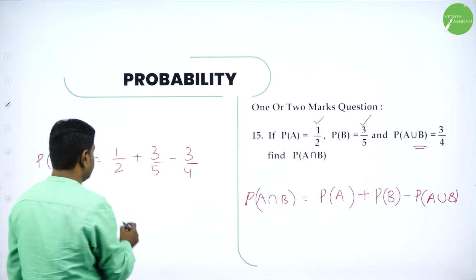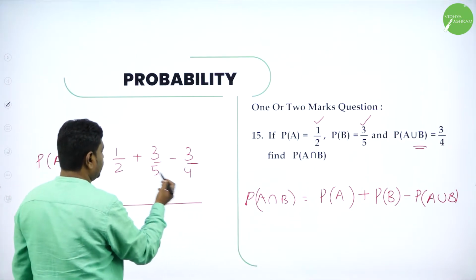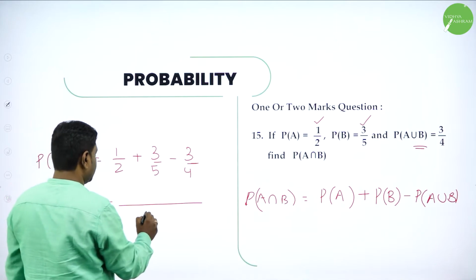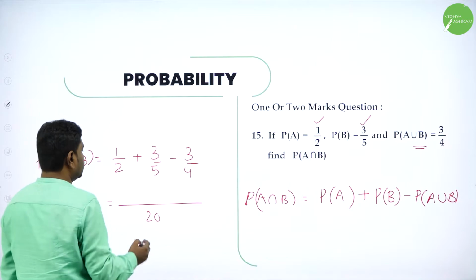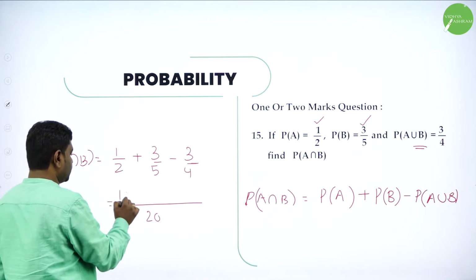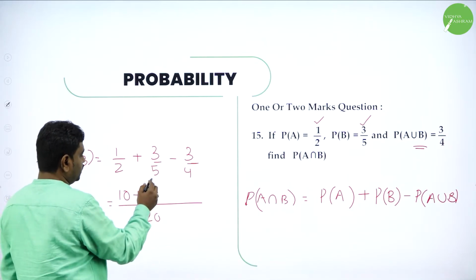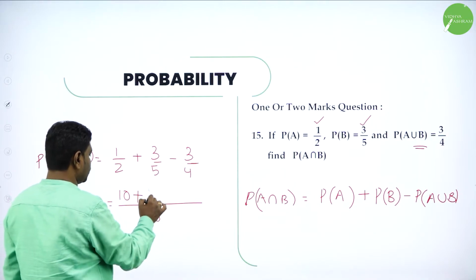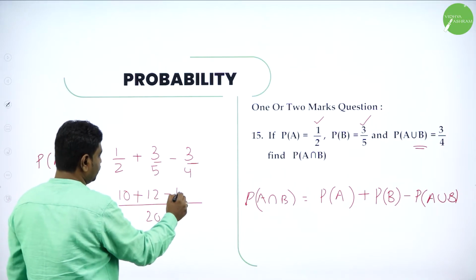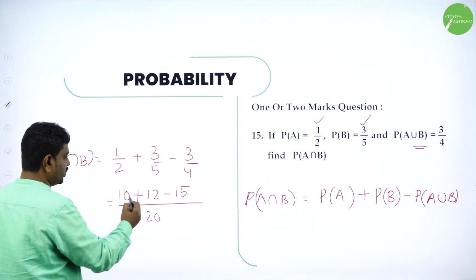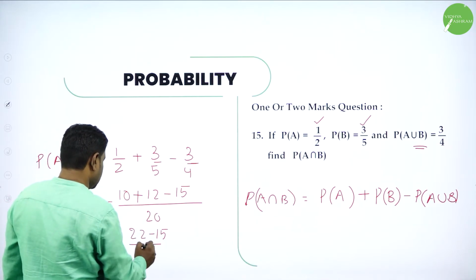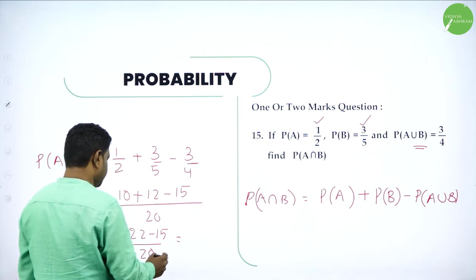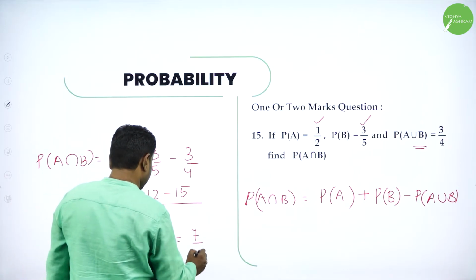Take LCM. For 2, 5 and 4, LCM is 20. For 2 and 4, LCM is 4. 4 and 5, 4 fives are 20. Now 2 ones are 2, 10s are 10. And then 5 ones are 5, 4 threes are 12. 4 ones are 4, 5 threes are 15. So it will become 22 minus 15 by 20. No, 22 minus 15 becomes 7 by 20.